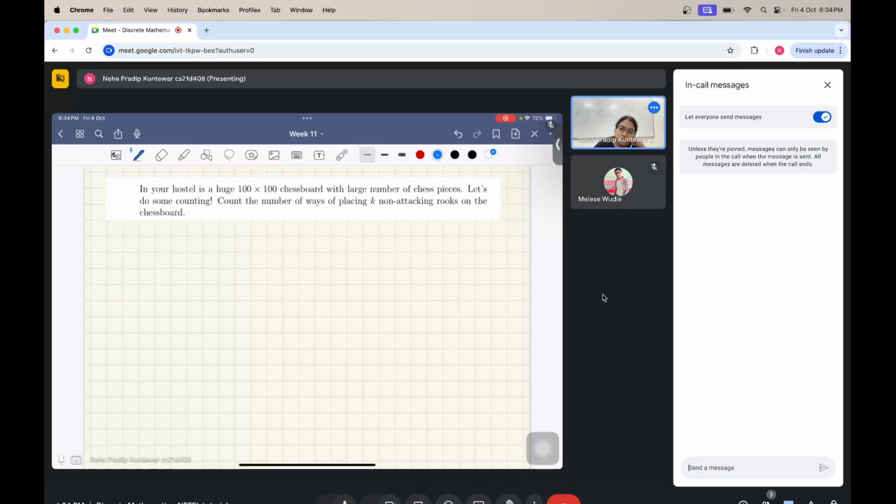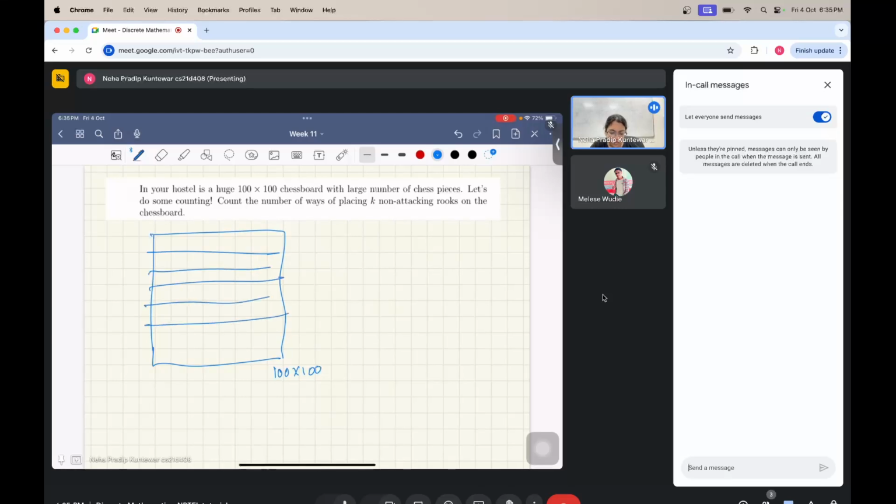And yeah, so we'll do some examples about counting. Okay, so let's say you have a huge chessboard. A general normal chessboard is generally 8 cross 8 dimension, but you can think of a larger chessboard which is of the dimension 100 cross 100. So there are 100 rows and 100 columns, and then small squares like that.